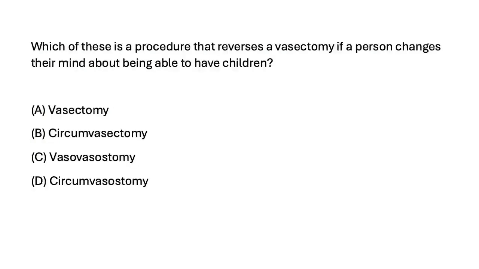Which of these is a procedure that reverses a vasectomy if a person changes their mind about being able to have children? Would it be A, vasectomy, B, circumvasectomy, C, vasovasostomy, or D, circumvasostomy? I want to point out that this question is asking us which term refers to the reversal of a vasectomy. With that in mind, we can automatically eliminate option A, vasectomy. A vasectomy is the original procedure that was done, and we are looking for the reversal of this. So A would not be the best option.